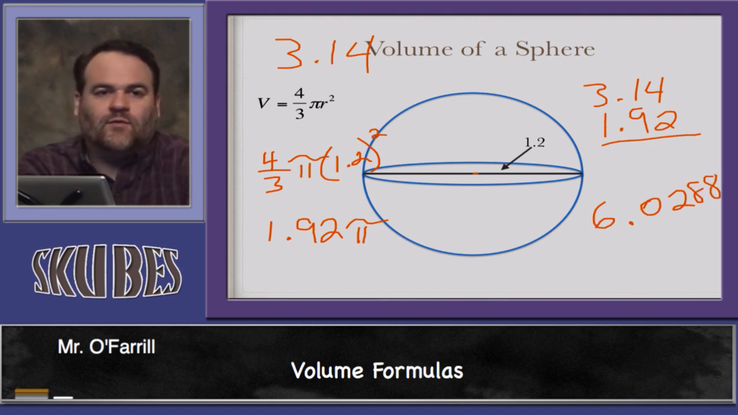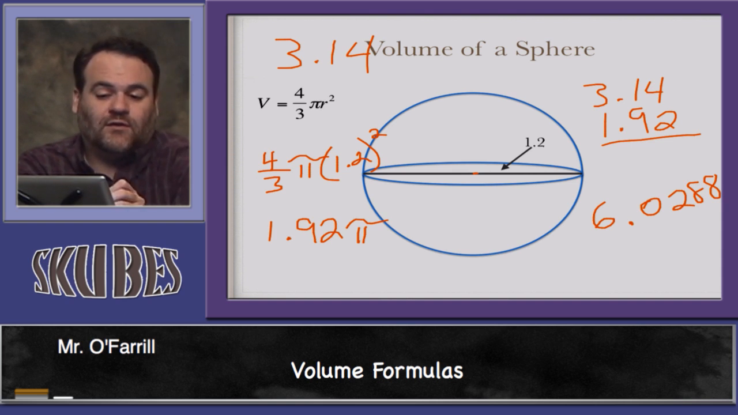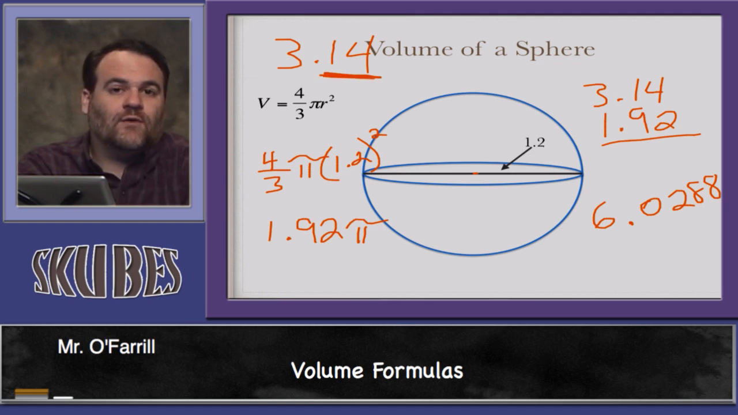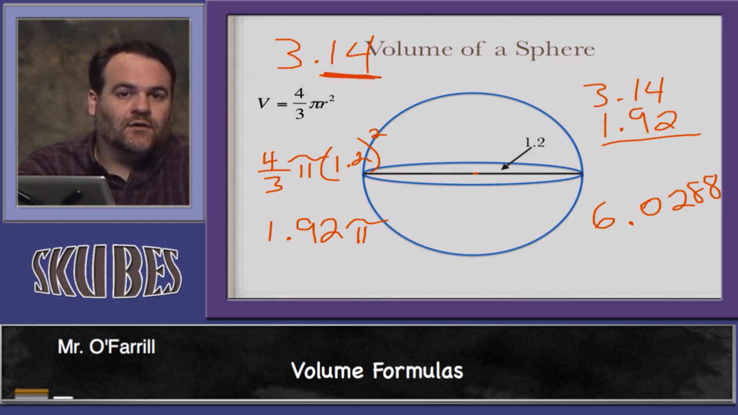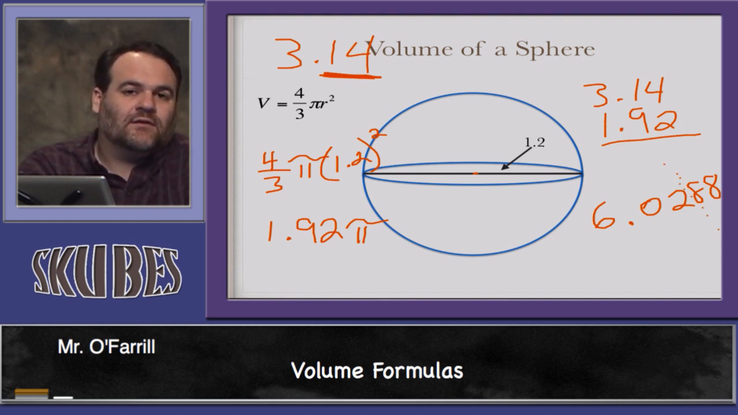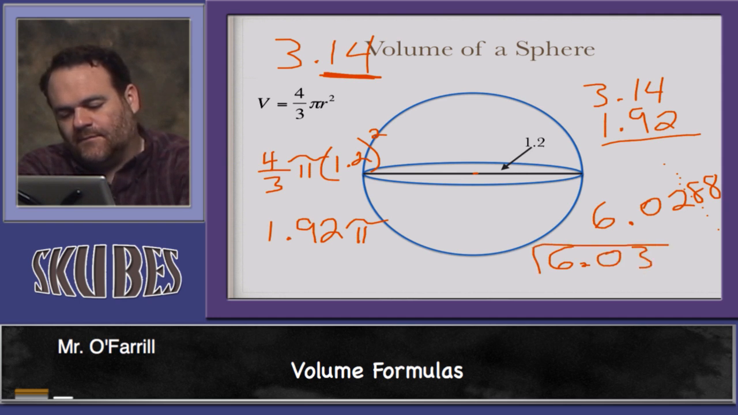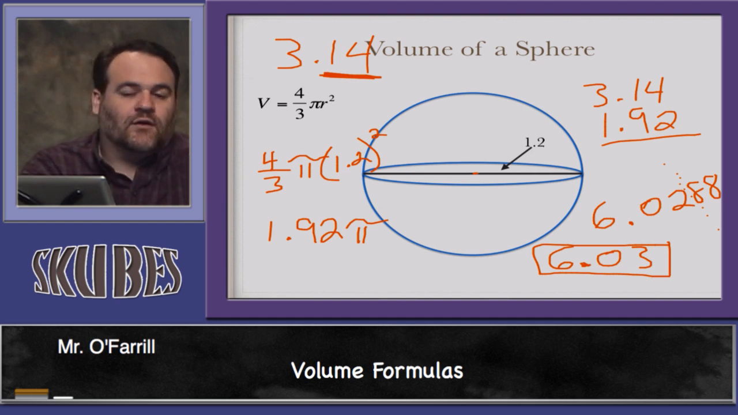6.0288. If you remember from studying science, since we are approximating, we can't go any farther than how far we took our rounded version of pi. So in this case, we're going to cut it off right here. The next number being 8, it's 5 or bigger. So we're going to use the number 6.03. And that is the volume of a sphere.